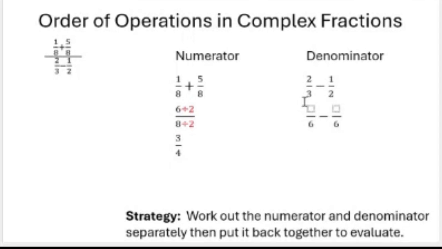What did I do to the 3 to get 6? I multiplied by 2. So I also multiply the top by 2, getting 4. What did I do to the 2? I multiplied 2 times 3 to get 6. So I also multiply the top by 3. There we go, 4/6 minus 3/6. And now I can do my subtraction. I get 1/6.